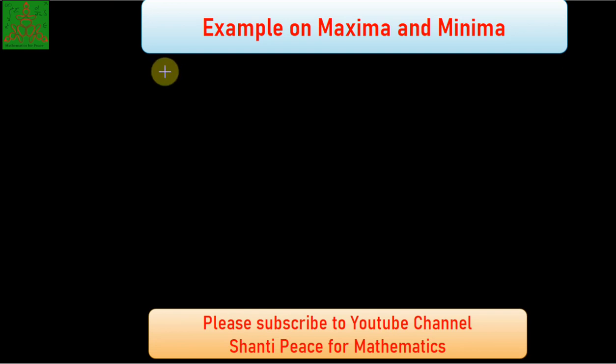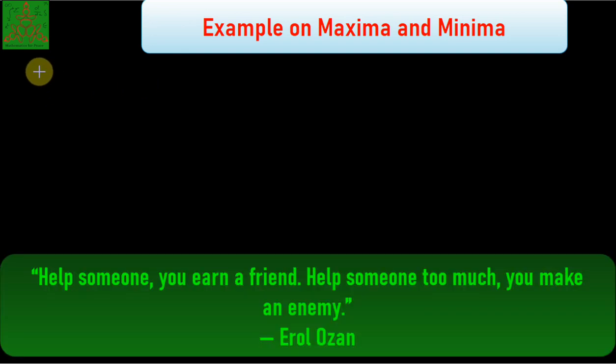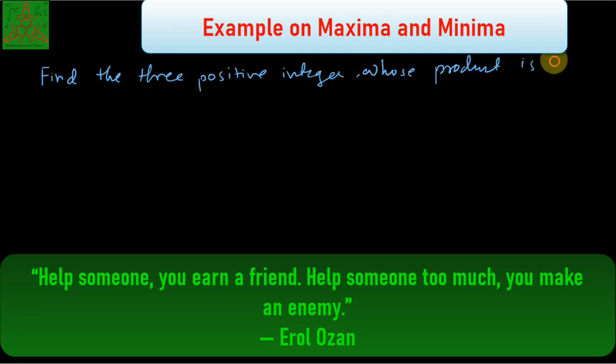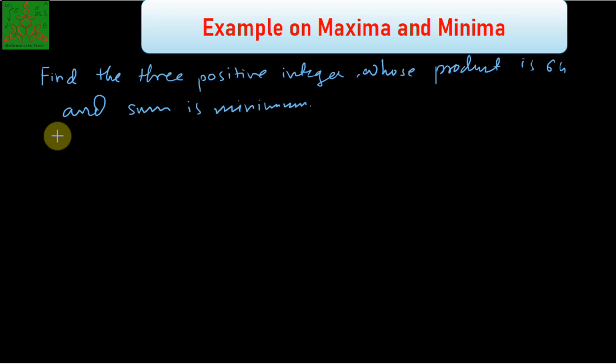Shanti-Peace for Mathematics. In this video, we are discussing this problem of Maxima and Minima, that is, find the three positive integers whose product is 64 and sum is minimum. So this is a kind of application for extremum values.